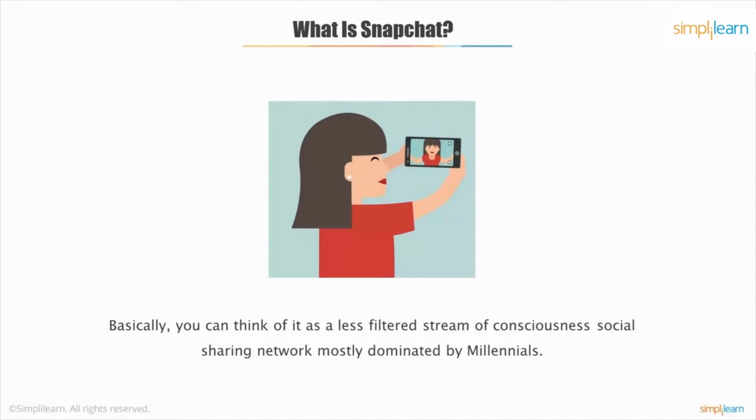And basically with Snapchat, you can kind of think of it as sort of a less filtered stream of consciousness social sharing network. So whereas what people put on Instagram, they may think about a little more carefully and pose the picture just right, make sure everything's perfect, and what they put on Facebook might be sort of what they've deemed acceptable for everybody to see because it's the place where they have the most connections.